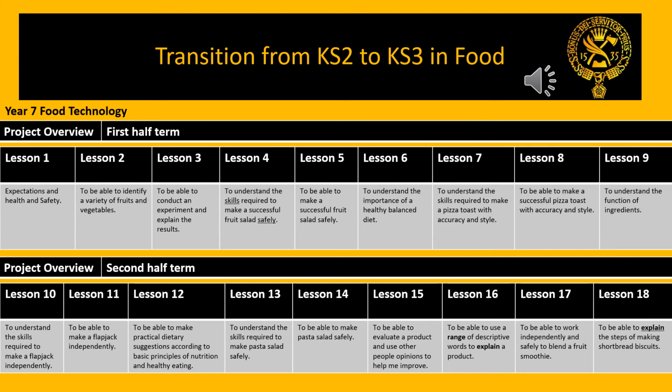The transition from Key Stage 2 to Key Stage 3 in food will again start with the expectations and health and safety understanding. Students will have 3 lessons over a 2-week timetable. The first lesson is usually a theory lesson where they will gain an understanding of important topics within food technology. The second lesson is usually a lesson in understanding how to make something by following a set of instructions. The third lesson will be a practical lesson where they will be making fruit salad, some pizza toast, flapjacks, pasta salads, a smoothie and some shortbread biscuits.